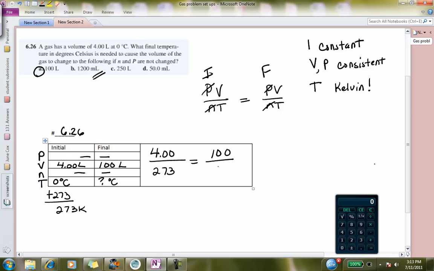100 over my temperature. Now to solve this problem, I need to have my unknown, which is temperature, in the numerator and isolated. Well, right now it's in the denominator, so I am going to multiply both sides times temperature. And when I do that, it effectively cancels temperature out on this side. So I would now have temperature times 4.00 divided by 273 equals 100.